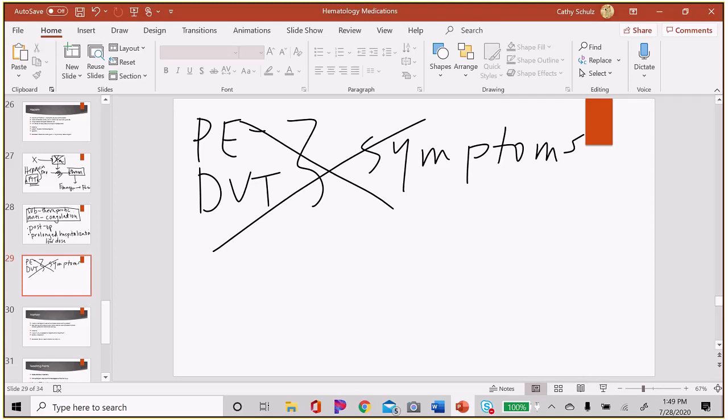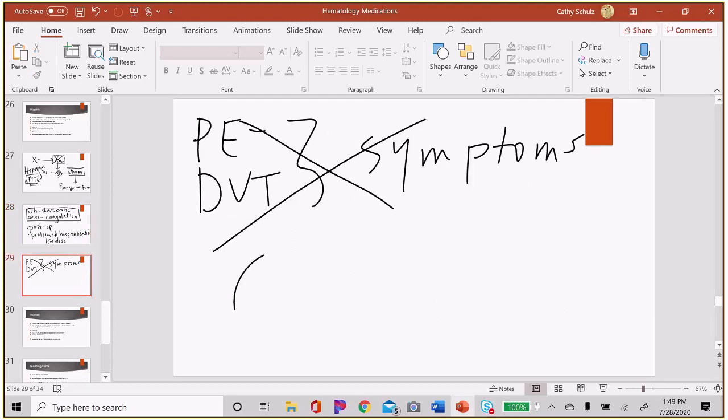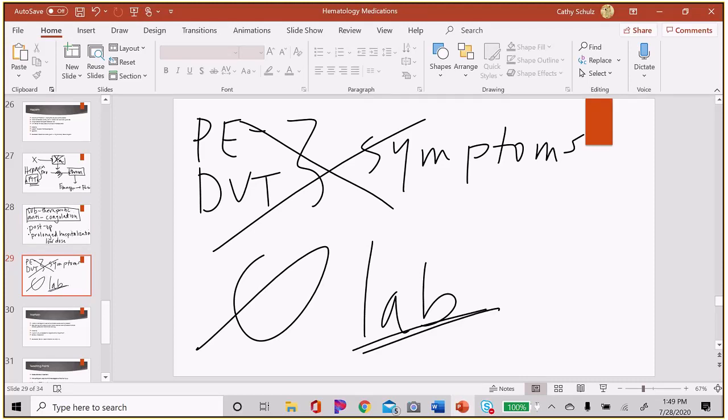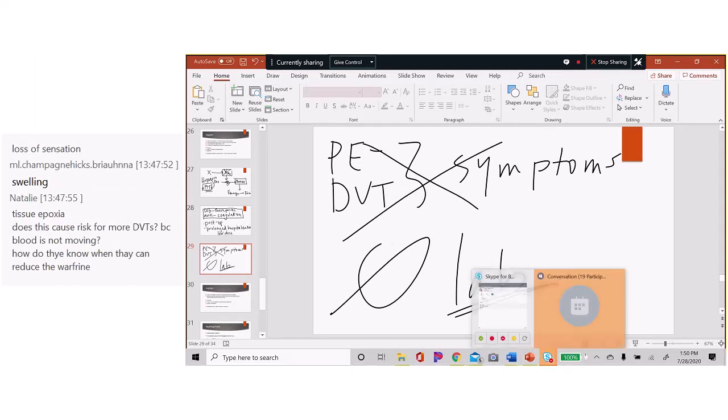So the point to get across to you is that when they're on this lower dose, subtherapeutic dose, because they just had surgery or they've been in the hospital a long time, there is no lab that I can do to see if it's working. So there's no blood test. All I know for the prolonged hospitalization or the patient that just had surgery, the only way I know that this worked is they don't get a PE or DVT. So that's important for the low dose kind.